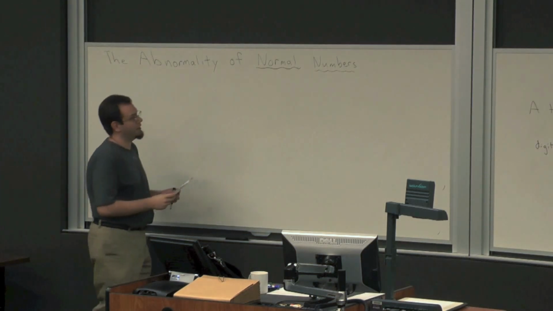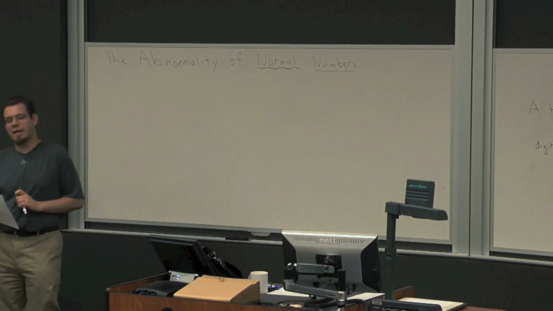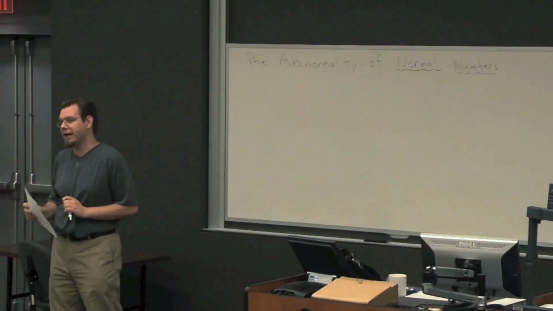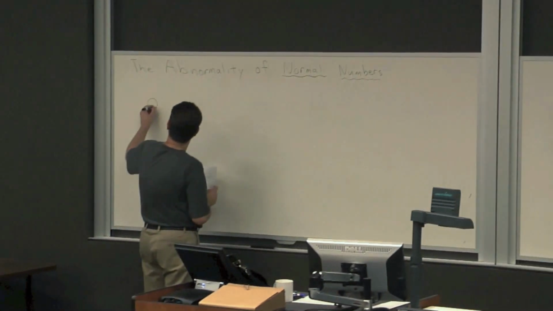And the most classic one was due to D.H. Champernowne, who was at the time an undergraduate at Cambridge, and this was his construction of a normal number.